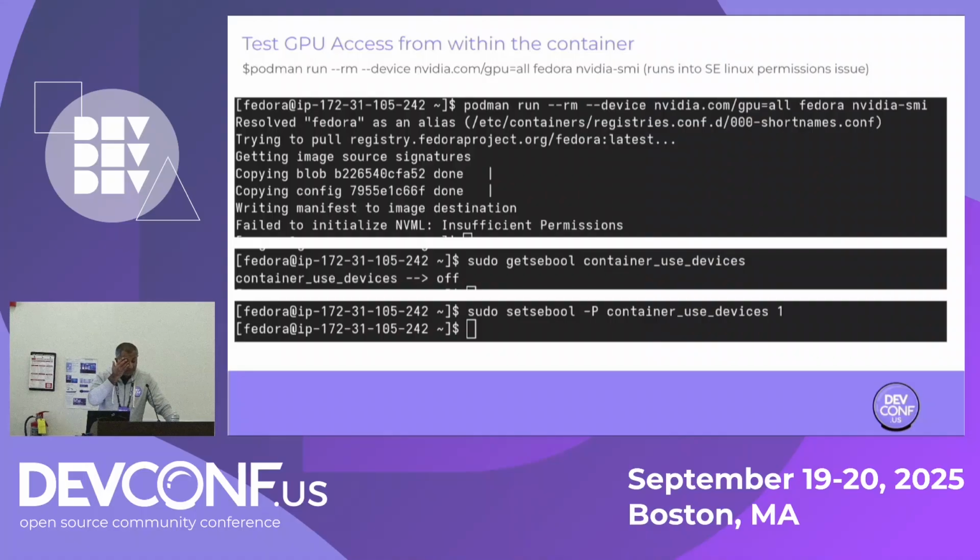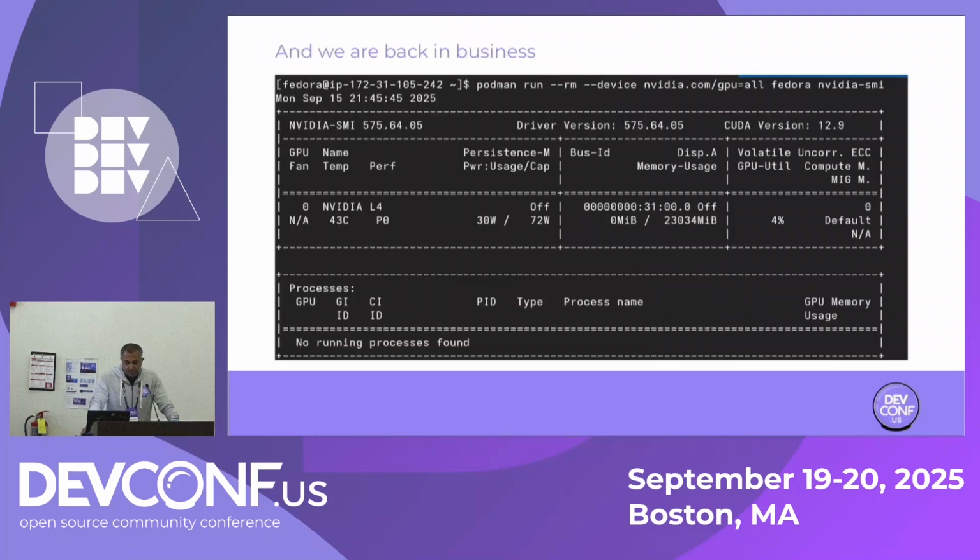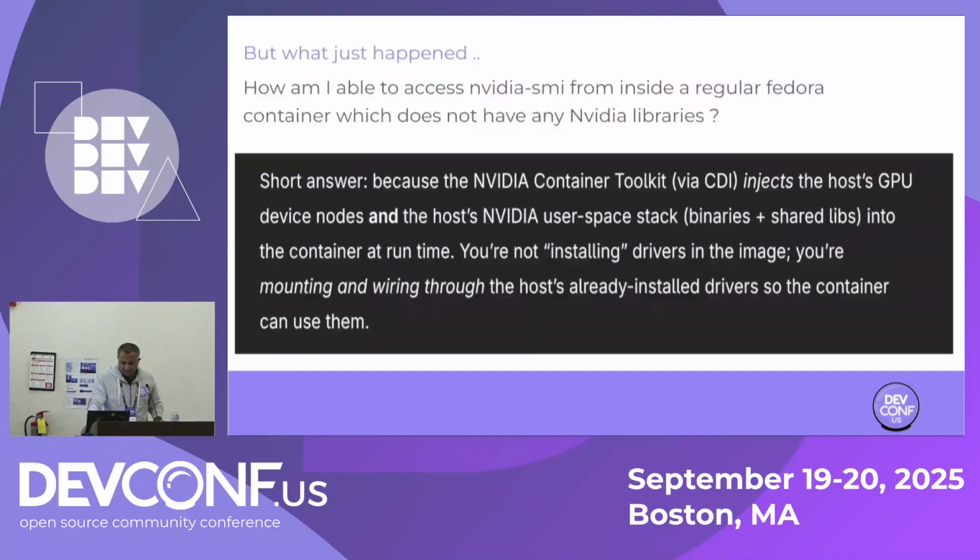I'm just showing here that it will fail. It might fail when you try it with an SELinux permission issue. And you can see that we don't have the container use devices capability, while we are still passing the NVIDIA GPUs, so you just have to make that capability available, and then you're good, right? So now you can run NVIDIA SMI from within the Fedora container, like you can see here in this screenshot.